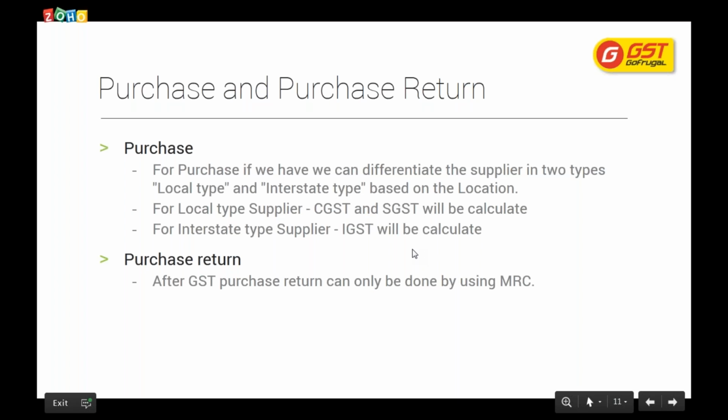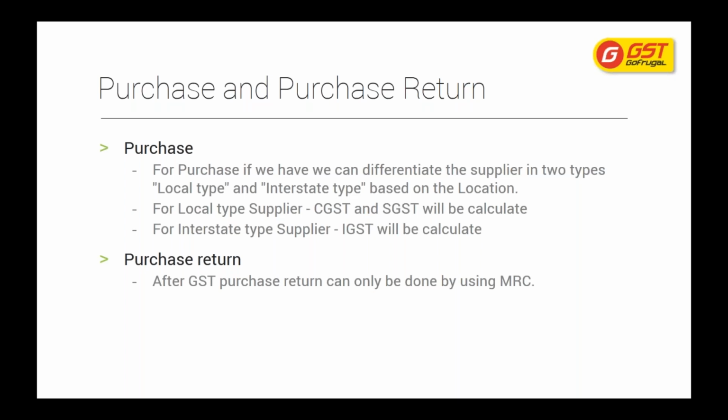Let us start with purchase transaction. For purchase, we can differentiate the supplier in two types. One is local type and the other is interstate type. The local type means the supplier we are purchasing the goods from is inside the state. For example, we are from Tamil Nadu and we are also getting the goods from a supplier who is in Tamil Nadu only.